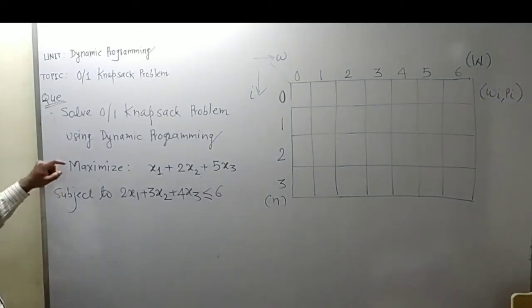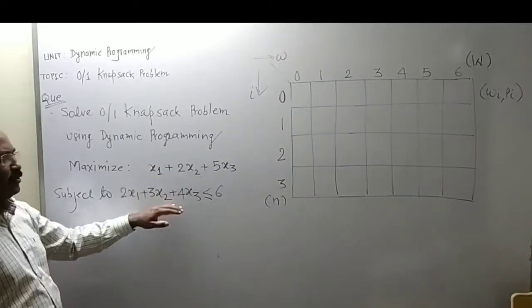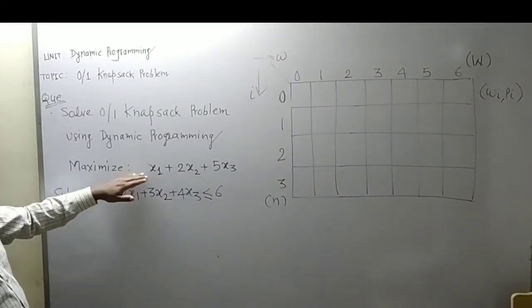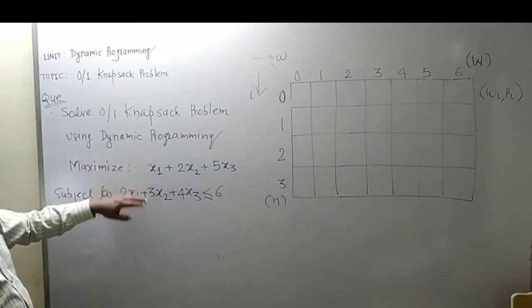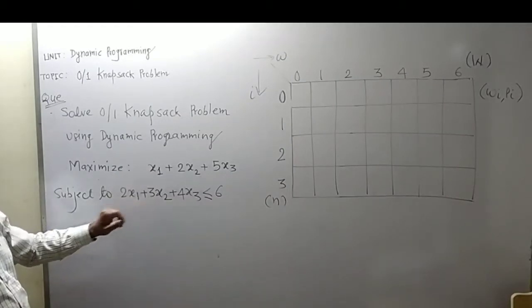Now here the input is given in terms of linear programming fashion. From this we have to find out the number of objects, then what are the weights of the objects and what are the profits associated with the objects.